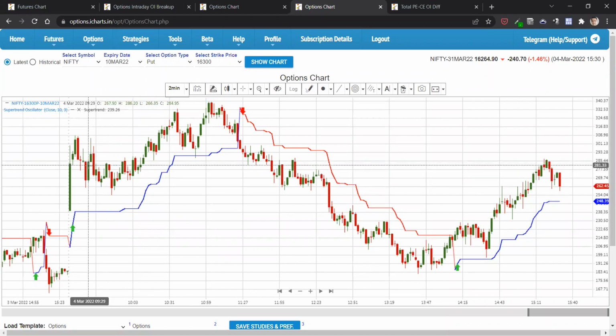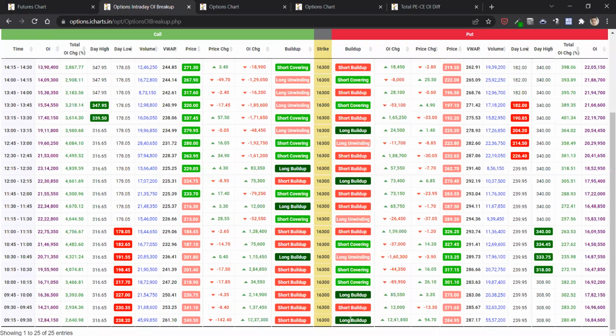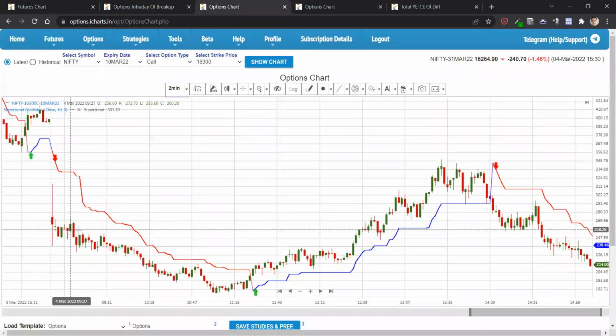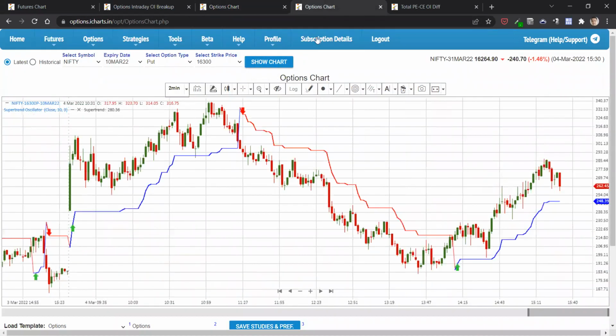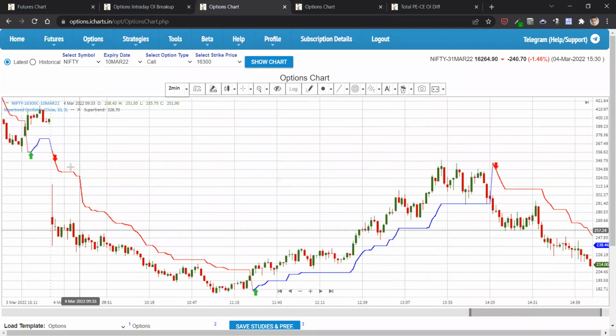Okay, let me continue. At 9:31, you are okay to buy the put because put is in long buildup and call is in short buildup. So this is a strong signal according to me. You can short the call here at 9:31 and buy the put at the same time, because the put is above Super Trend and you can short the call because it is below Super Trend. Of course, you have to know that your stop loss will be above this. So if you can take this much loss, only then go for it and short this.